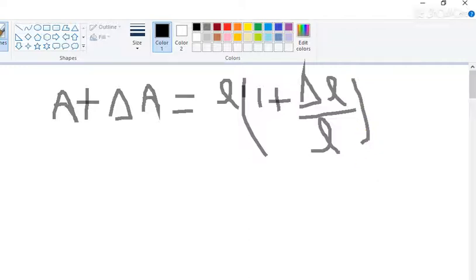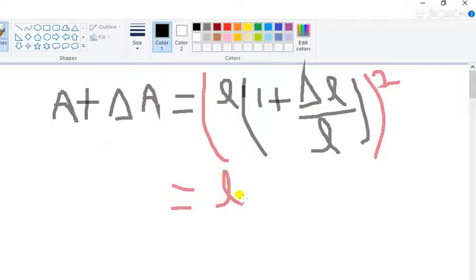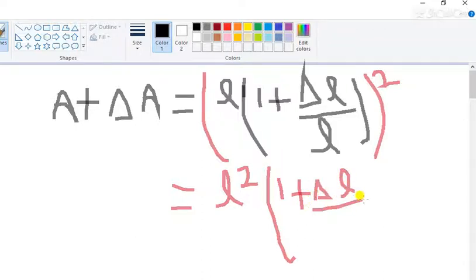So this is the concept where we will use binomial expansion. So I am writing now it's a square. I think this is clear. I have taken L common, so inside I am left with 1 plus delta L by L. So it's a whole square. Now this whole term will become L square into, here we will use binomial expansion. I will write it as 1 plus delta L by L raised to the power 2.